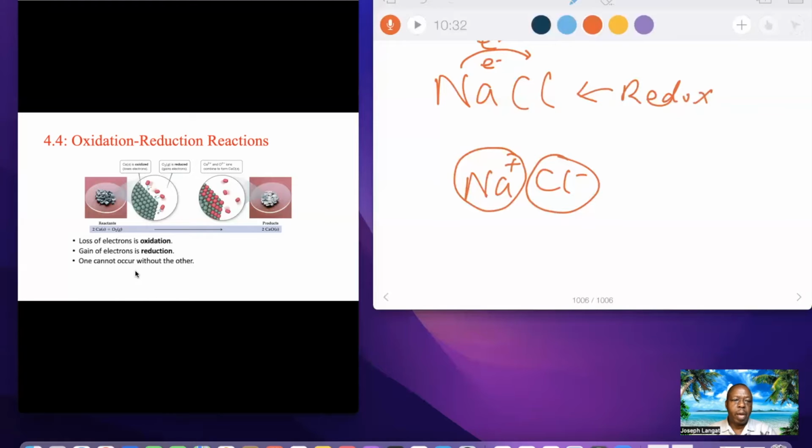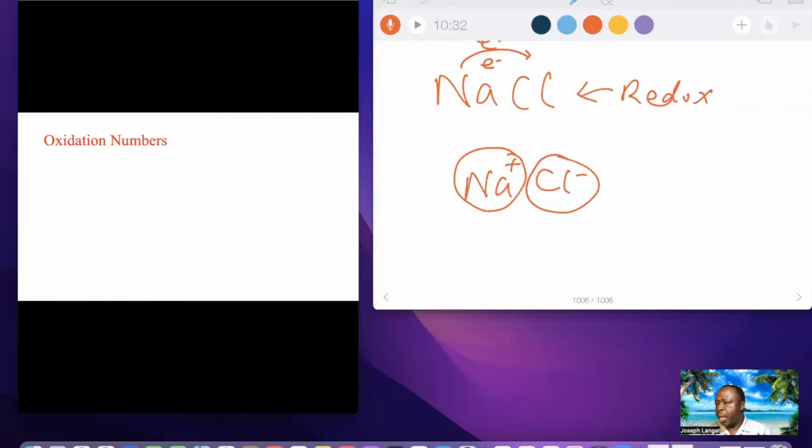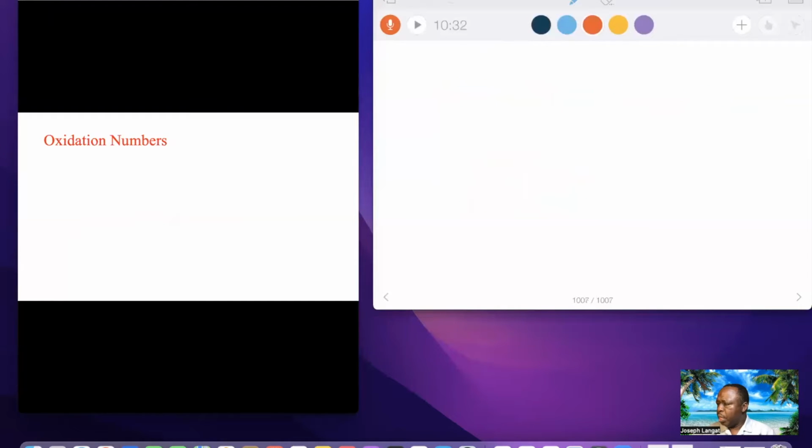So one cannot occur without the other. The reaction is often referred to as redox, two of them. Now, in order to classify a reaction as a redox, we need to understand what we call oxidation numbers. This is a bookkeeping system used to classify or identify whether the reaction is redox, based on change in oxidation numbers.